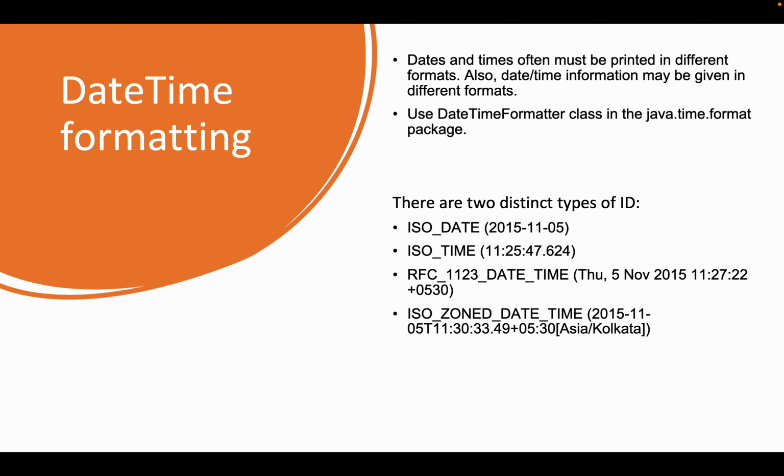Then we have DateTime formatting. So dates and times often must be printed in different formats. Also, date and time information may be given in different formats. So use of the DateTimeFormatter class is quite important for that, and we find that inside the java.time.format package. There are distinct types that you can use for formatting. We see that we have ISO date, which will show this kind of format, 2015-11-01. Then we have ISO time, which will give you this particular format. Then we have RFC 1123 date time, which will give you this kind of format. Then we have ISO zoned date time, which will give you this kind of format. So we have a couple of formattings that we can do. We will see that when we are coding this DateTime API.